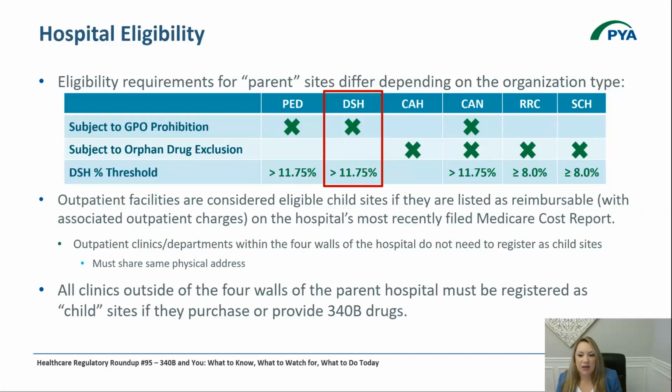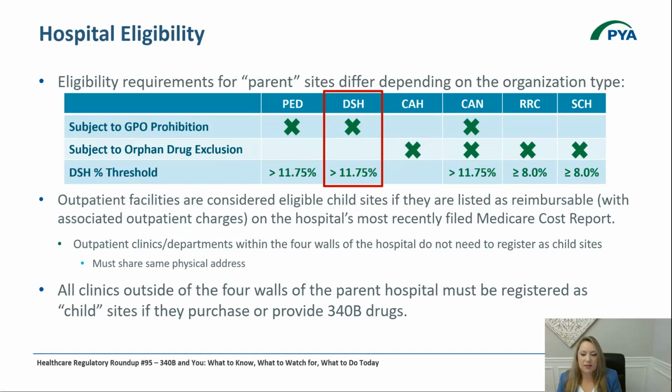DISH hospitals have to exceed 11.75% on their most recently filed Medicare cost report. That percentage is consistent for children's hospitals and cancer hospitals. You'll notice that critical access hospitals do not have a DISH threshold. RRCs and sole community hospitals have a lesser threshold to meet. They've got to be equal to or greater than 8% on their Medicare cost report. Covered entities can expand their participation locations beyond the four walls of the hospital by having child sites.